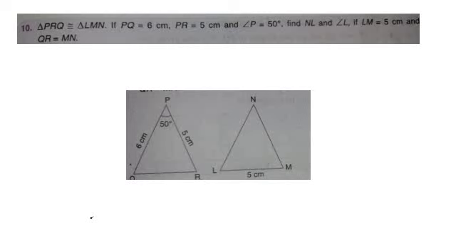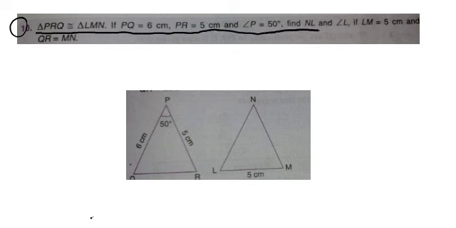In this video, we are going to solve ICSE Mathematics Class 7 Chapter 20 Congruency of Triangles Exercise 20A question number 10, and this one is: triangle PRQ is congruent to triangle LMN if PQ equals 6 centimeters, PR equals 5 centimeters and angle P equals 50 degrees. Find NL and angle L if LM equals 5 centimeters and QR equals MN. So there's a lot given, but we'll understand that by just looking at this figure.